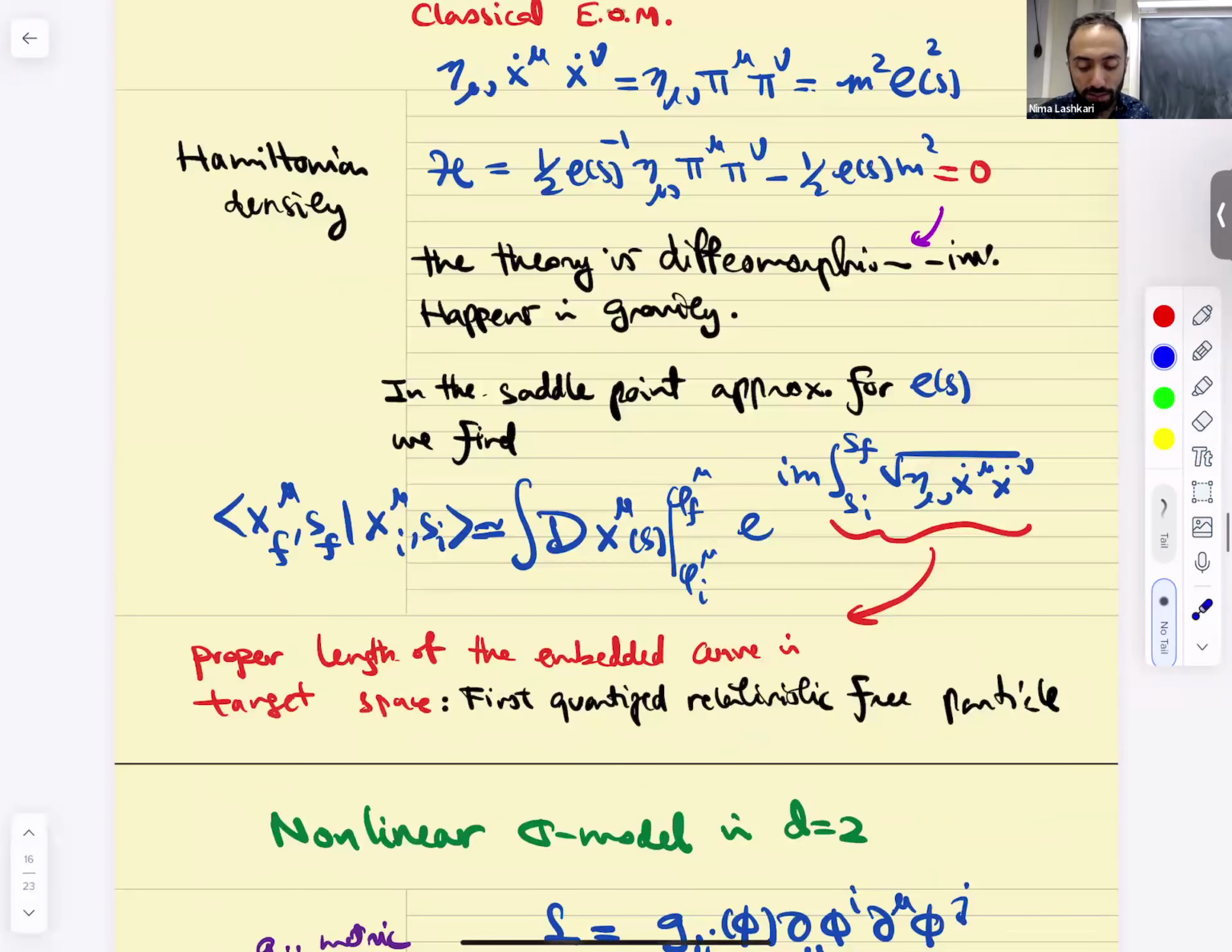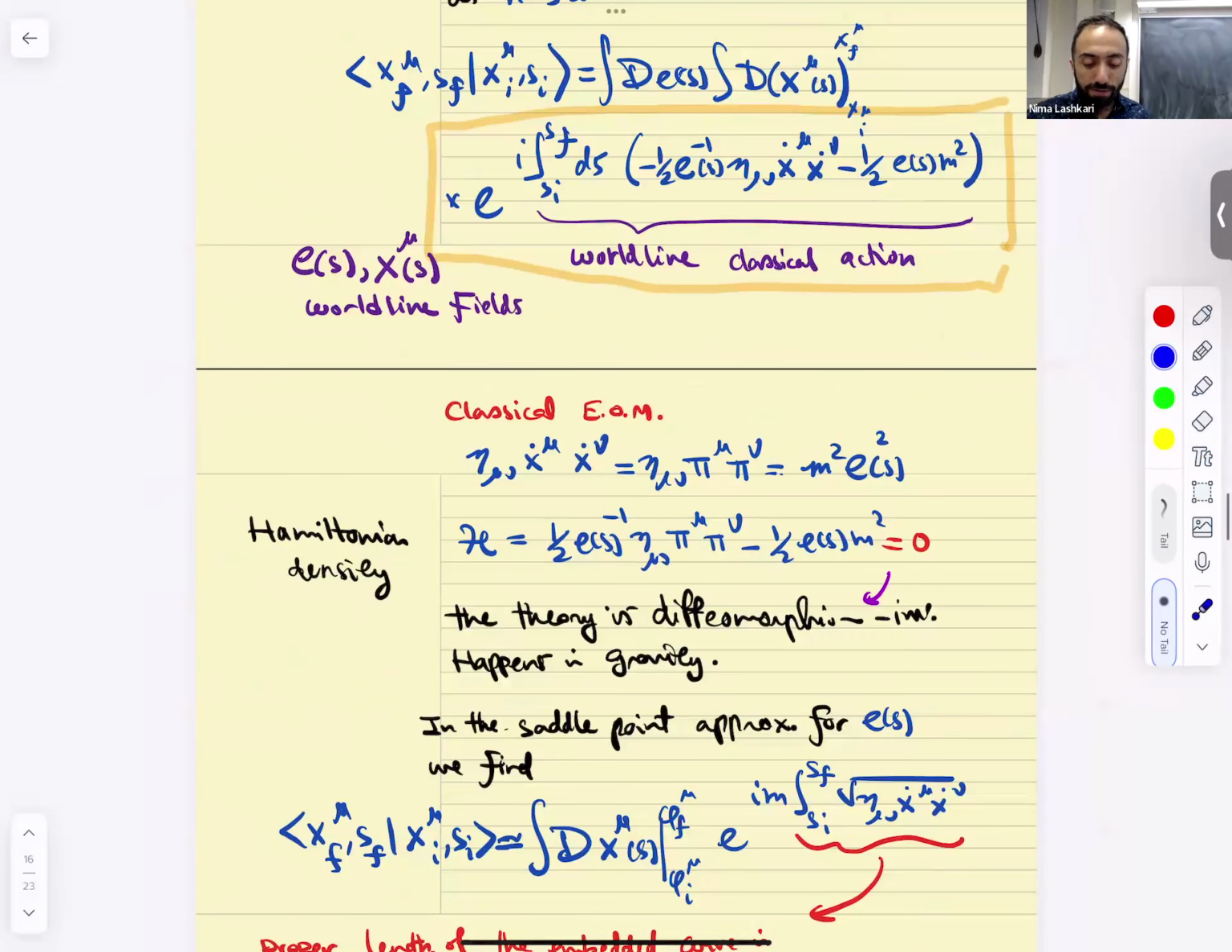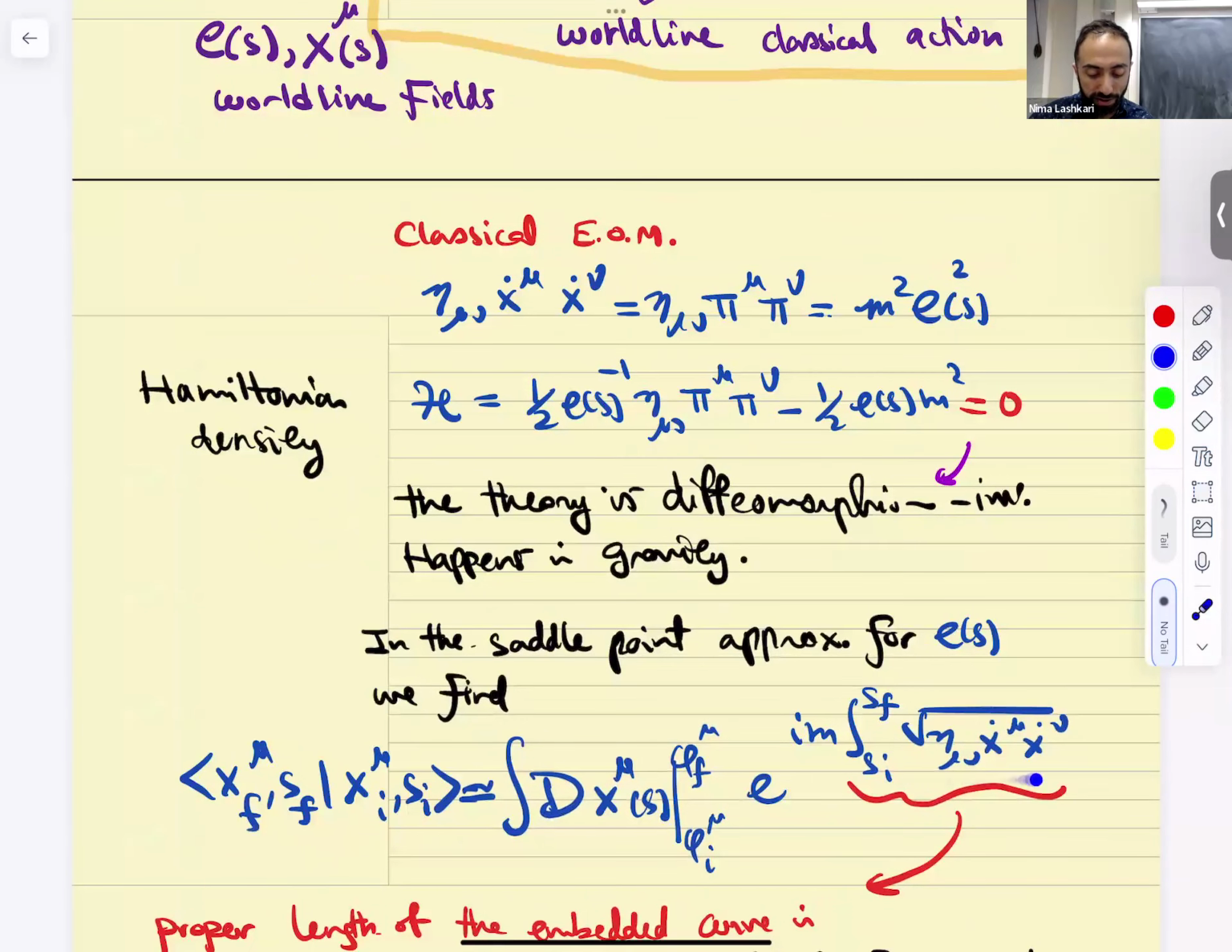In the saddle point approximation for E of S, you could approximate this path integral by the value of this on the saddle point for E of S. So you end up with the following path integral. Now, plugging in the on-shell thing inside this gives you this very, very familiar action. It's a relativistic free point particle, which is quantum mechanics, right? So the 0 plus 1 dimensional nonlinear sigma model just became the quantization of a relativistic point particle, a la path integrals are fine.